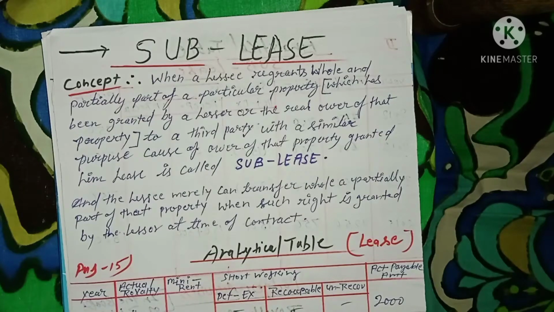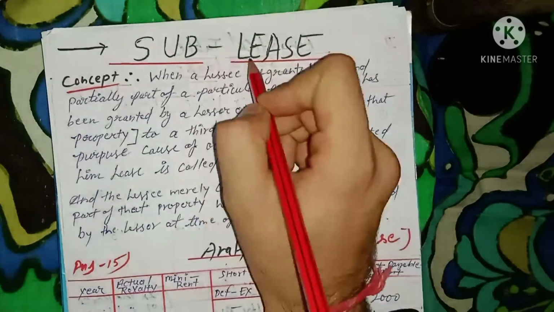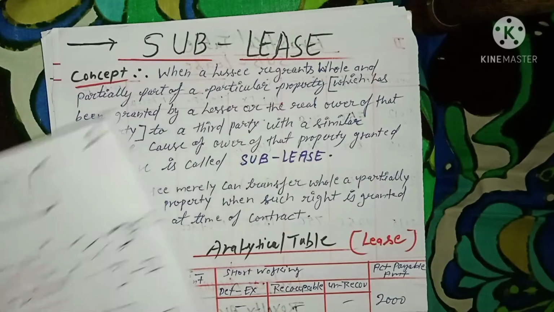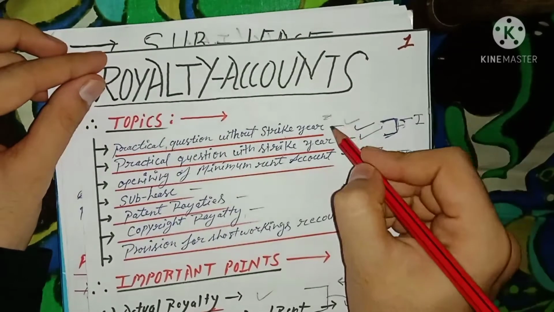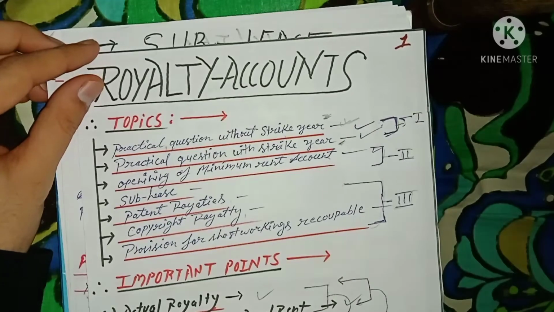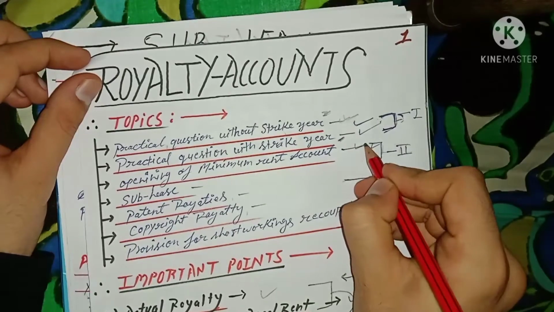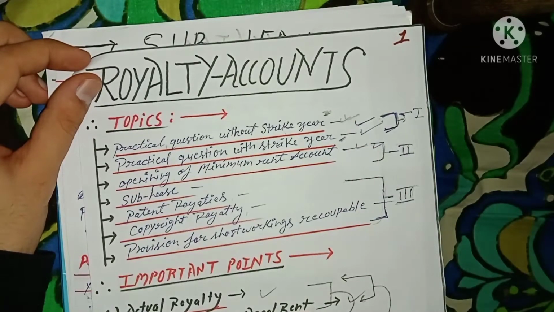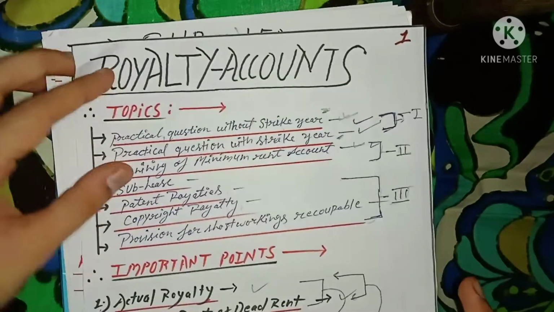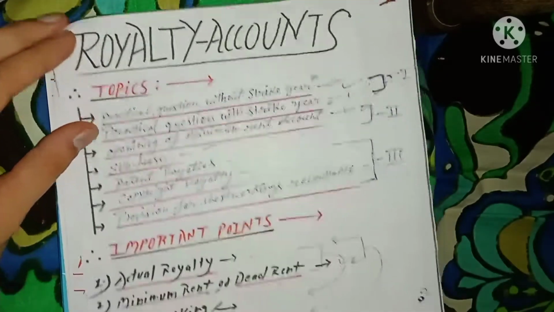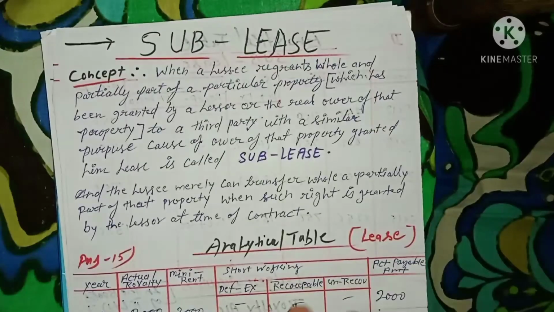Today I'm back with another topic of the chapter called royalty account, that is the sublease topic. In my previous three videos for this chapter, I have already covered three topics: first, a practical question without strike year; second, a practical question with strike year; and third, the minimum rent account. If you haven't watched those videos, first go and check them out so that you can understand this one better. Today we're going to jump to the next topic, called sublease account. So let's do it.